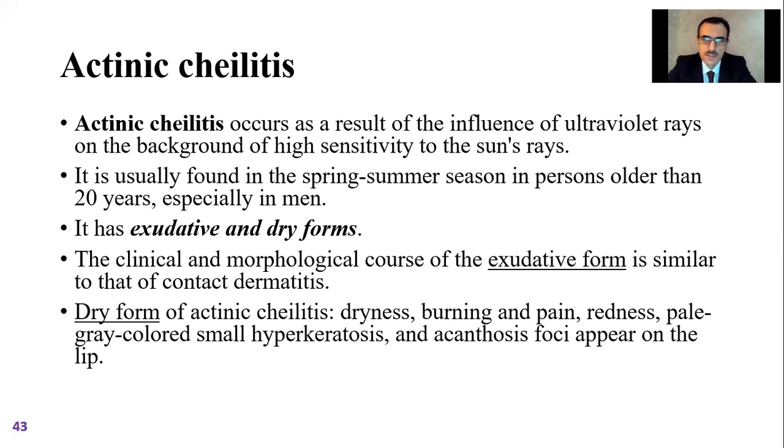Actinic cheilitis occurs as a result of the influence of ultraviolet rays on the background of high sensitivity to the sun's rays. It's usually found in the spring and summer season in persons older than 20 years, especially in men. It has exudative and dry forms. The clinical and morphological course of the exudative form is similar to that of contact dermatitis. Dry form of actinic cheilitis includes clinical signs such as dryness, burning and pain, redness, pale gray color, small hyperkeratosis, and acanthosis foci on the lip.